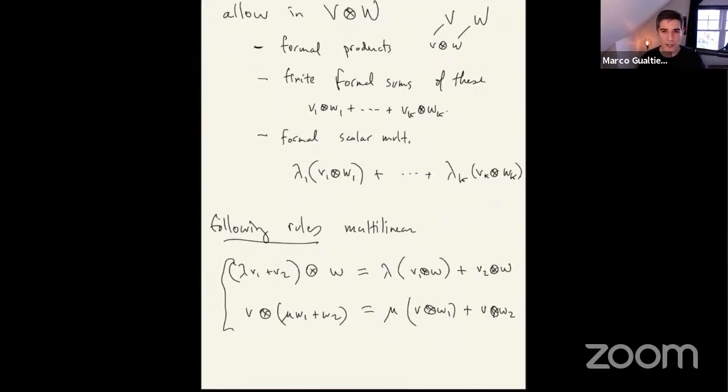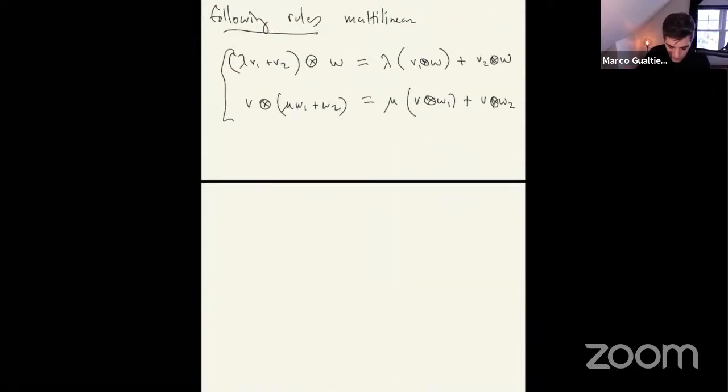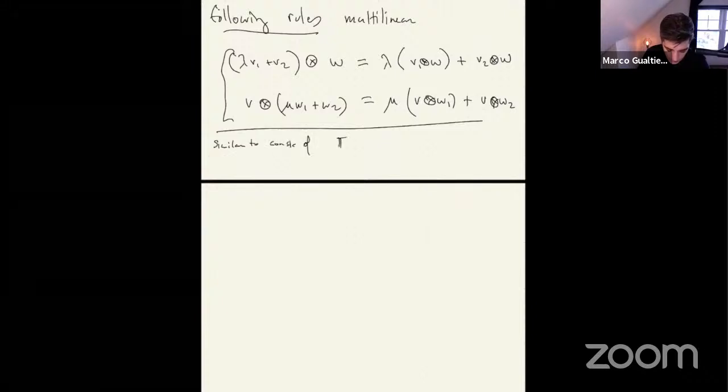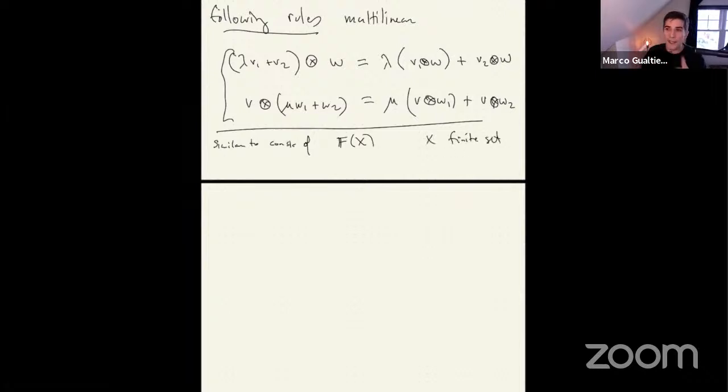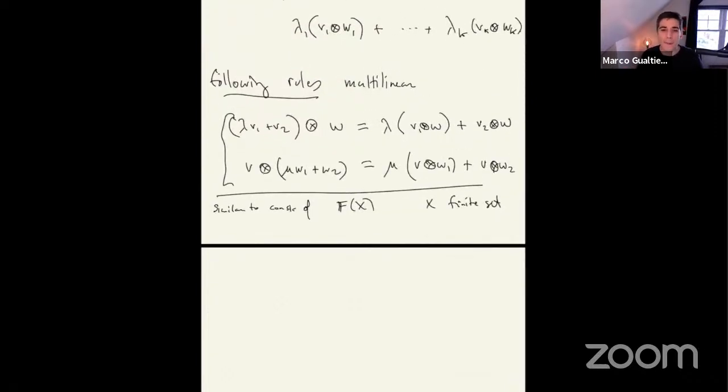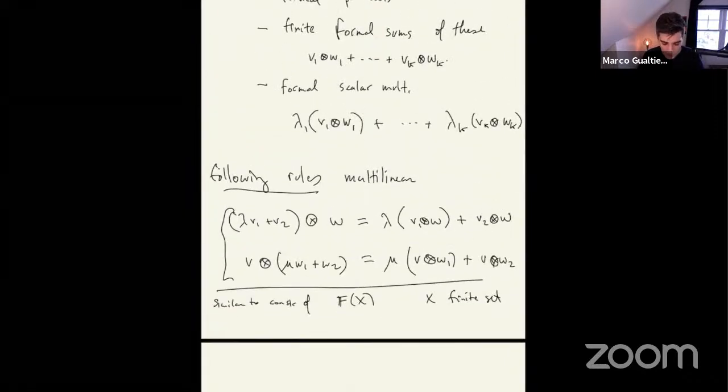Okay, so you've seen something like this before. I did it in the assignment. Remember how I was talking about this? It's similar to the construction of F of X for X a finite set, where we took finite formal linear combinations of objects in a finite set. This is very similar, and it's really the same thing. It's really a special case of this construction that I introduced in the assignment. So it is a formal construction of these things.